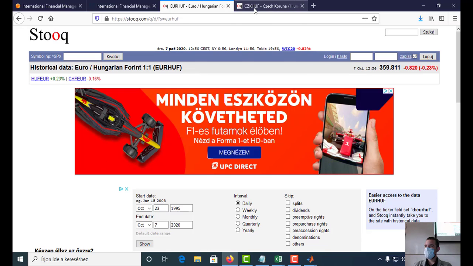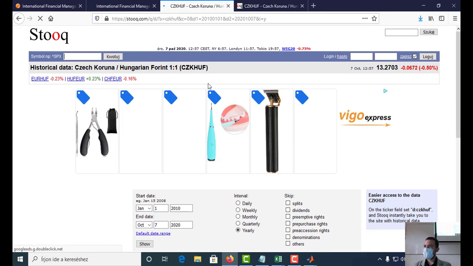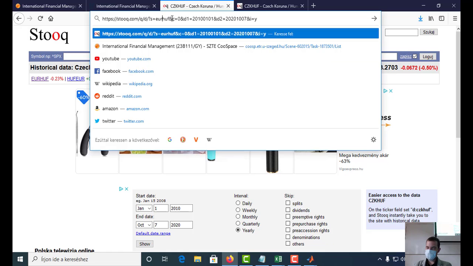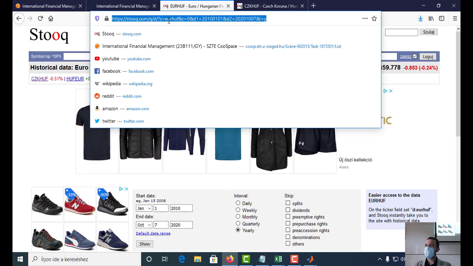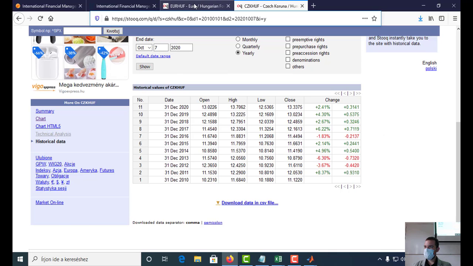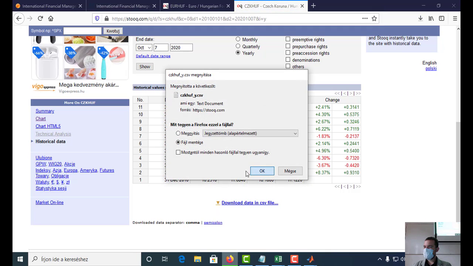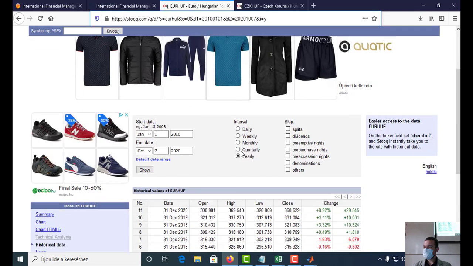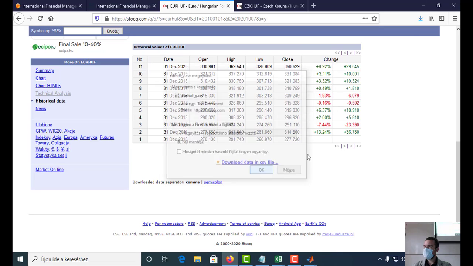Can you use this CSV when you download it? I will show you right now. This is not CZK, it's EUR. And it's really good because in Stockholm you can edit the URL, because they always follow the same notation. So if you change EUR, HUF, you can define the data and so on. It's a nice platform. So download the data to CSV, save it somewhere.